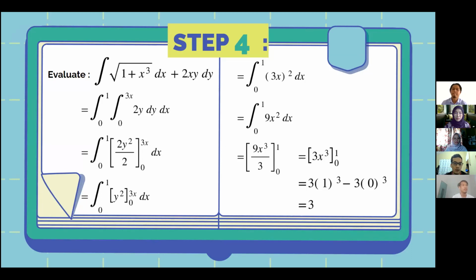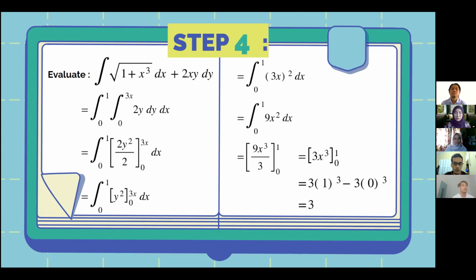Okay, for step 4, we just continue integrating as usual. So the double integral with limits x from 0 to 1 and y from 0 to 3x of 2y dy dx. Firstly, we integrate with respect to y first, so the limit is from 0 to 3x. We integrate 2y to become 2y squared over 2 from the limit 0 to 3x, and then we substitute 0 and 3x into the equation.